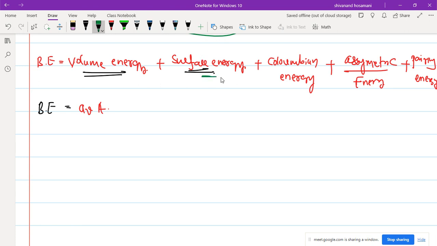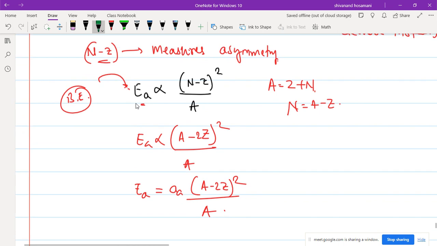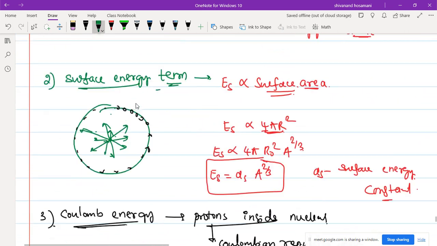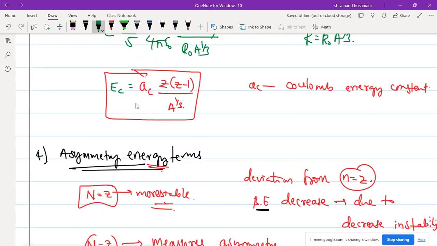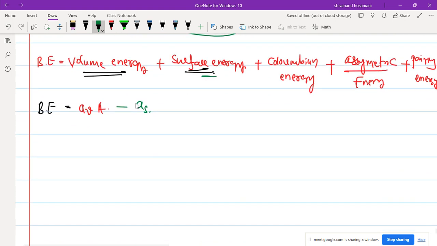Therefore, it is given as minus times what is the term? AS. AS is a constant term. How does it depend on the atomic mass number here? It is A to the power 2 by 3. Then next, Coulomb force. Is this Coulomb force going to contribute or decrease the binding energy?